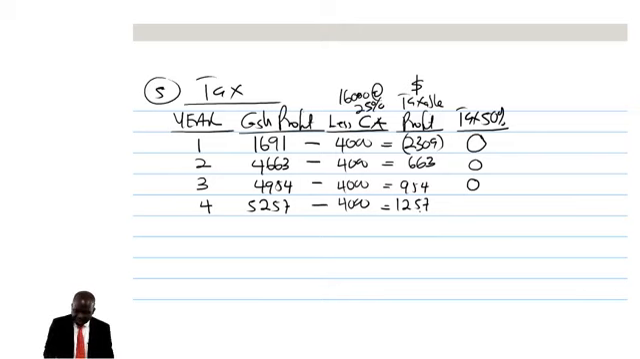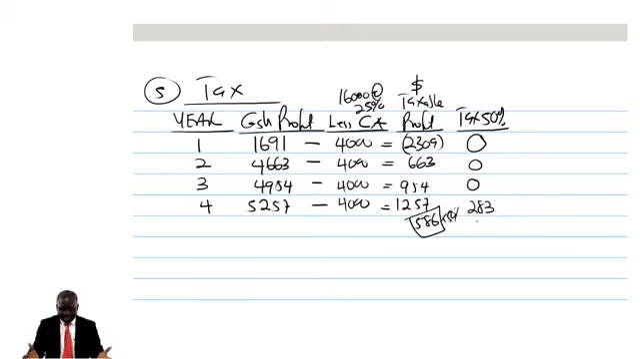Then when I come to year 4, it's 1257. So when I take 1257 minus the 692 left, I will be left with 586. This 586 is what I have to pay the tax of 50% on. So I will multiply by 50%, 0.5, which gives 283. So these are the tax payments.